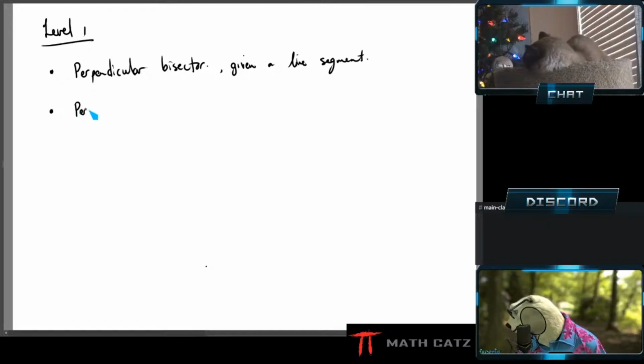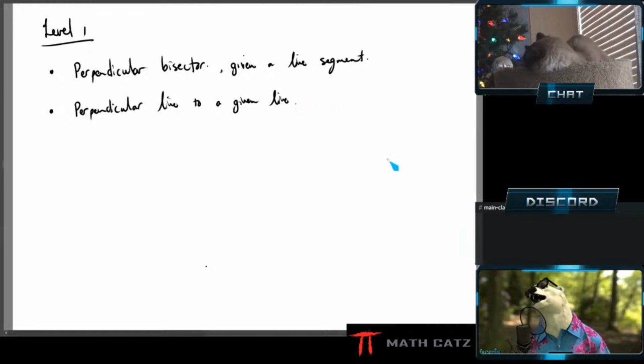Then I also did a perpendicular line to a given line. Maybe through a point. I think we had a line and then a point, and we wanted to draw a perpendicular line down. And we really just had to do a little construction to get us back to the first one.